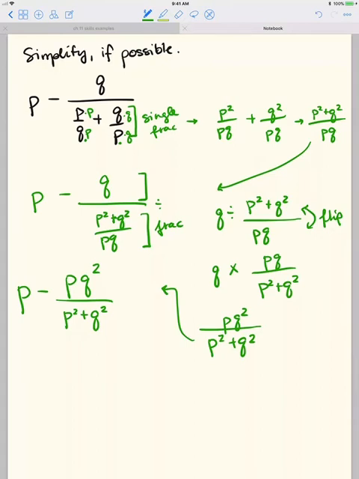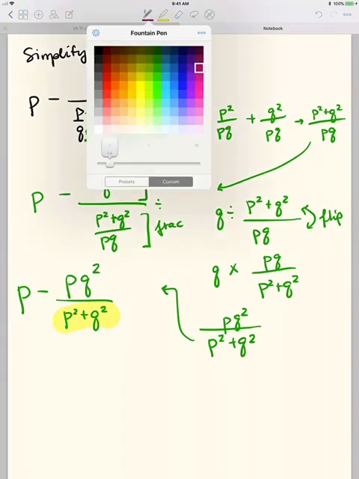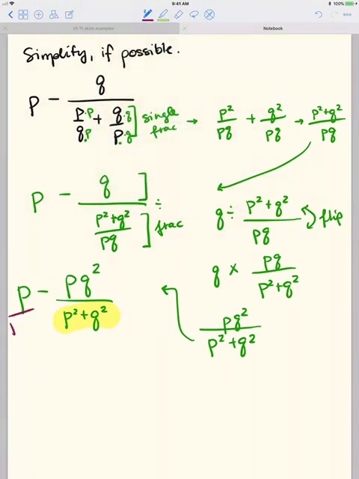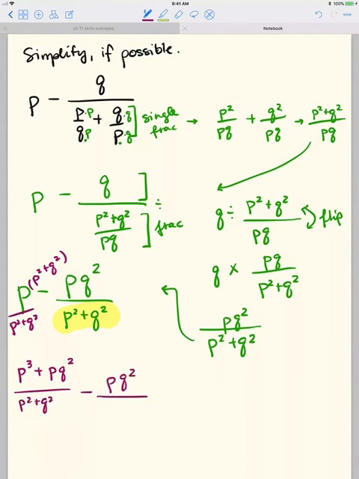Okay, so now we have a single term minus a single fraction, that single fraction having a denominator. So we need to give that denominator to this single term. So I'll put p squared plus q squared on the bottom and multiply p squared plus q squared on the top. So what the numerator becomes is p cubed plus pq squared over p squared plus q squared minus pq squared, the fraction that we had to begin with.